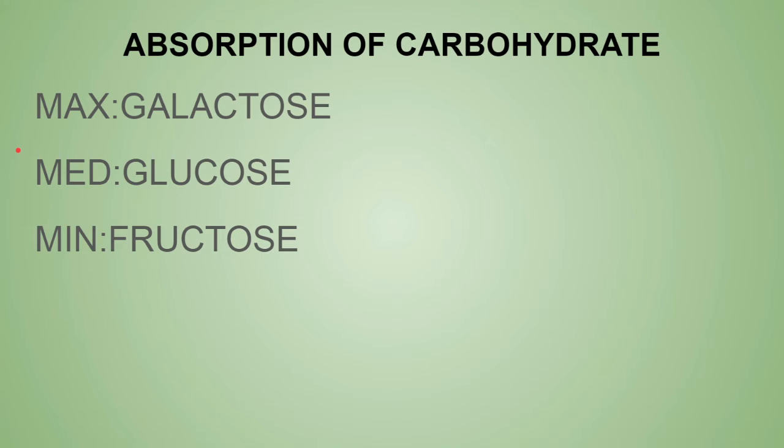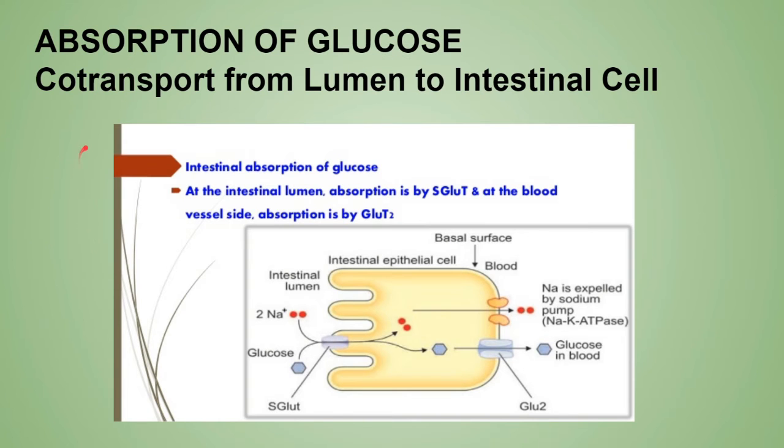Now we are done with the conversion of polysaccharide into monosaccharide, which is very important because our body only absorbs monosaccharides. Now out of the 3 main monosaccharides, galactose, glucose and fructose, galactose is the monosaccharide which is maximally absorbed by intestinal cells, while glucose is medium and fructose is minimally absorbed. Now first of all, let's talk about the absorption of glucose.